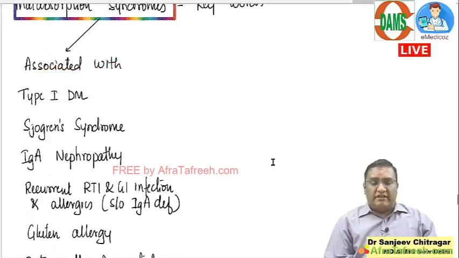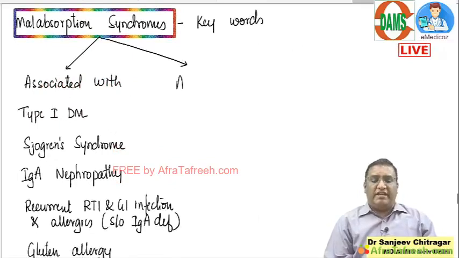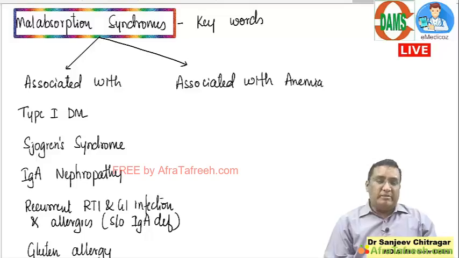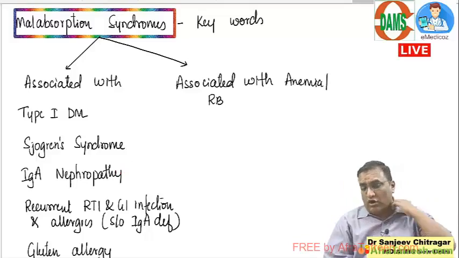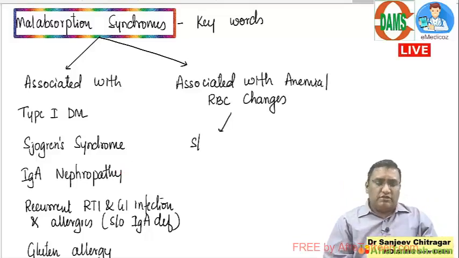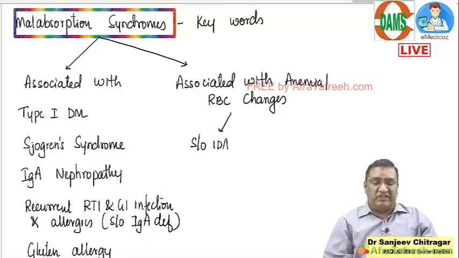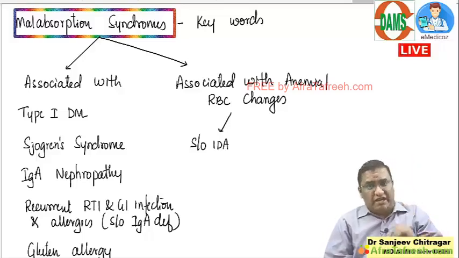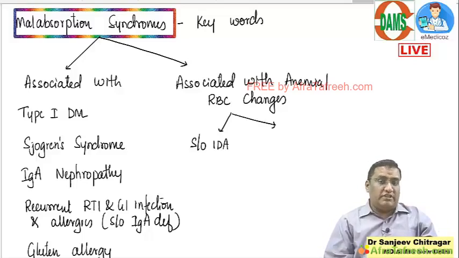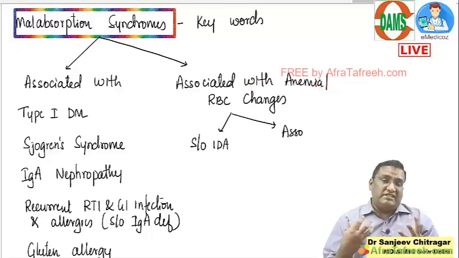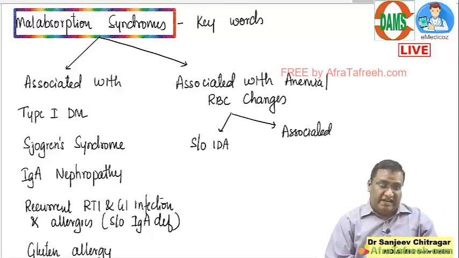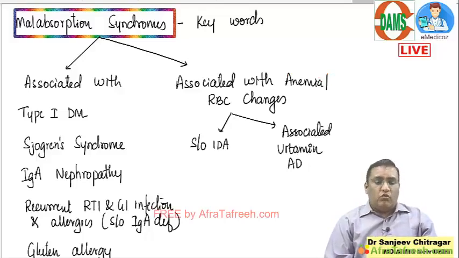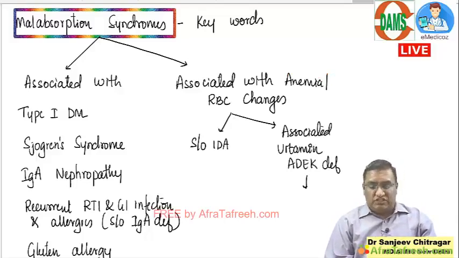Next, on the other side, the malabsorption syndrome in the GIT associated with something else, associated with other diseases like anemia I'm talking. So malabsorption associated with anemia, a lot of things can be associated with anemia, or even RBC changes. So if it is suggestive of iron deficiency anemia, remember iron is absorbed in the upper GIT. So if iron deficiency anemia is there, problem with the upper GI. So your gluten sensitivity is maximum in the upper GIT because maximum exposure to gluten is happening in the upper GIT, or associated with vitamin A, D, E, K deficiency also, which are fat soluble.